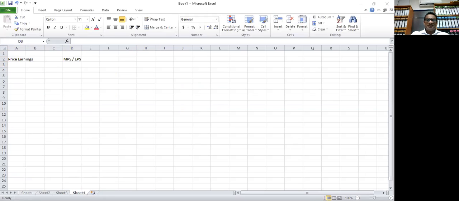Then, of course, earnings yield. Earnings yield is the opposite of price earnings. Earnings yield will be EPS over MPS. Then we have dividend yield. Dividend yield, that is DPS over MPS.